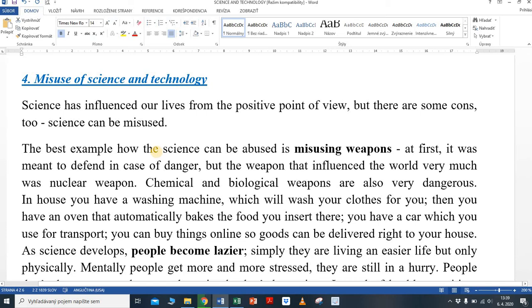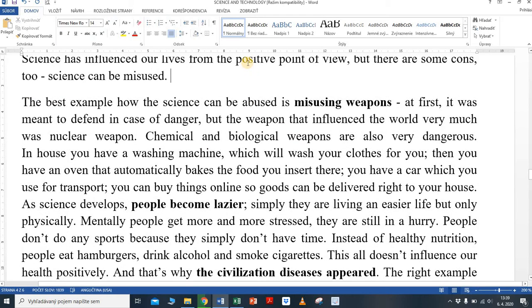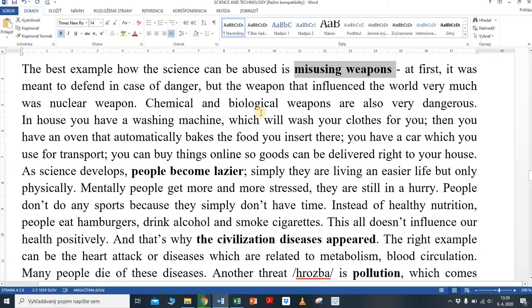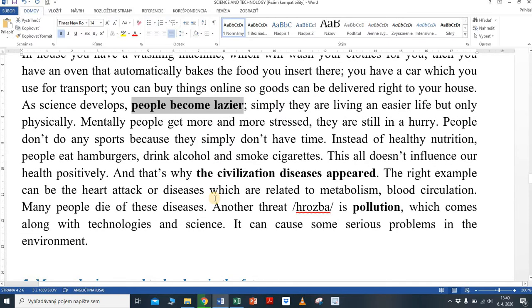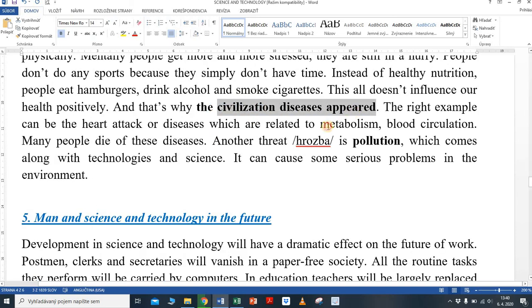The fourth part touches the misuse of science and technology. Please read all the paragraphs carefully, because there is a lot of information dealing with misusing the weapons, dealing with another feature of recent mankind, especially in the modern world, in case of the more economically developed countries, that people became lazier. There is also an idea which you can talk about when standing in front of the committee, and that is the issue of the civilization diseases.